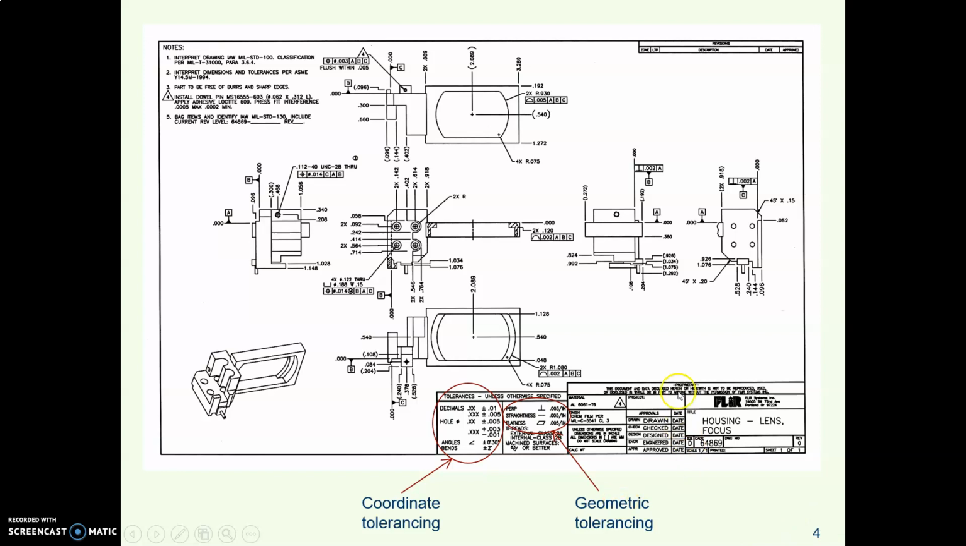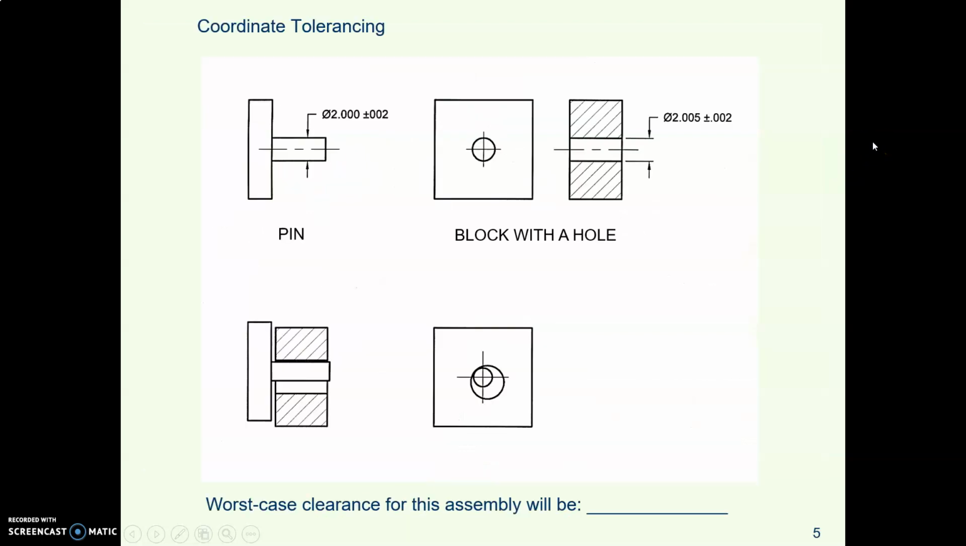Here's a drawing. This happens to be from a company up in Hillsboro with coordinate tolerancing in their title block and also geometric tolerancing. And you can see geometric tolerancing symbols on their drawing. In coordinate tolerancing, we put plus, minus, or limits dimensions on our parts. And you might want to think about, well, what is the worst case, the tightest fit for this thing?